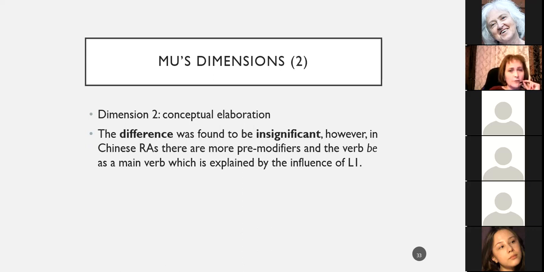The second dimension was called conceptual elaboration, and even though the difference between the English and Chinese texts was found to be insignificant, the author points out the extensive use of pre-modifiers and the verb be as the main verb in the Chinese research articles. And he explains this by the influence of Chinese, where these structures are very typical.